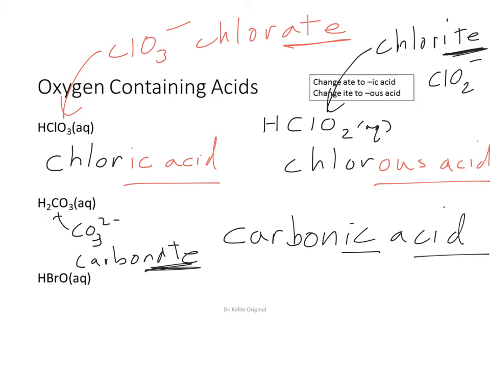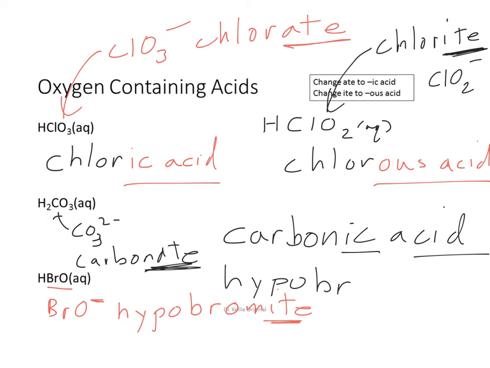One last one to round this off. Once again, we've got hydrogen, we have oxygen, so we need to identify our polyatomic ion. We've memorized that as hypobromite. We change ite to us, so the acid would be hypobromous acid. Chemistry's easy, life is hard, yes?